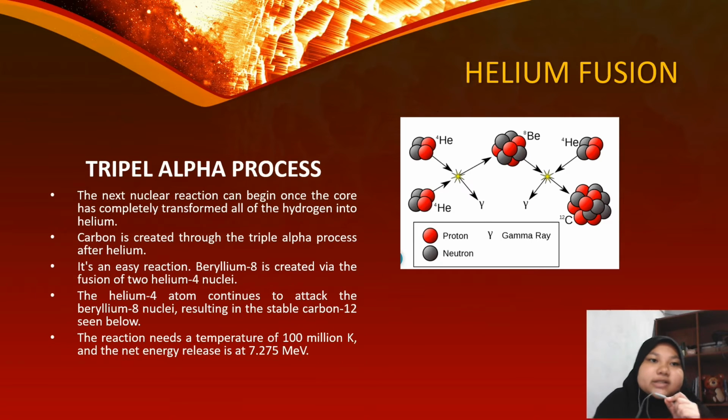Lastly is helium fusion. Okay, in helium fusion, there is a triple alpha process. Once all the hydrogen has been converted into helium in the core, it is time for the next nuclear reaction. After helium, carbon forms via the triple alpha process. This reaction is simple. Two helium-4 nuclei come together and form beryllium-8. This beryllium-8 nucleus is further attacked by a helium-4 and forms a stable carbon-12, as shown in the photo given.